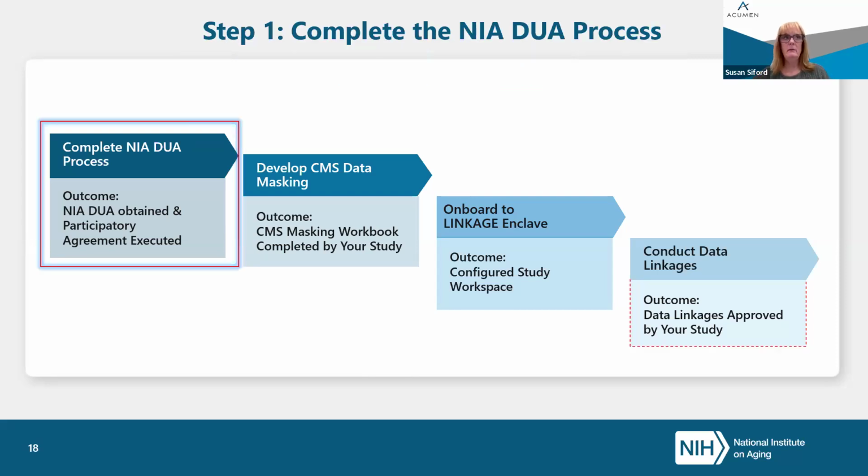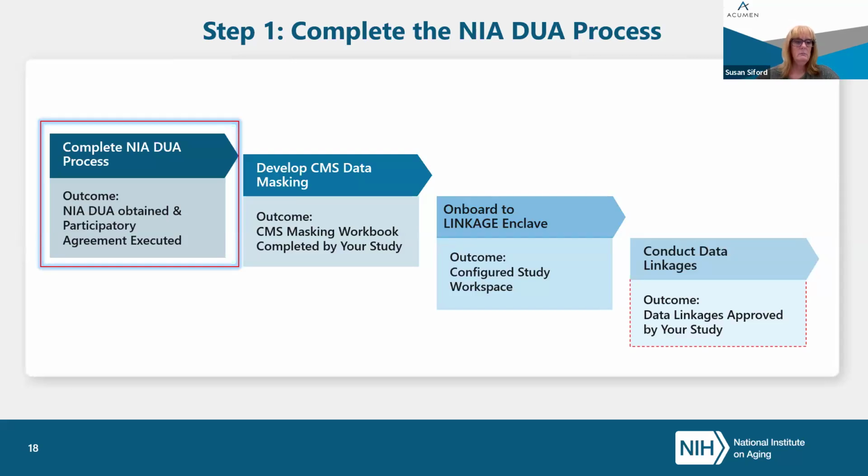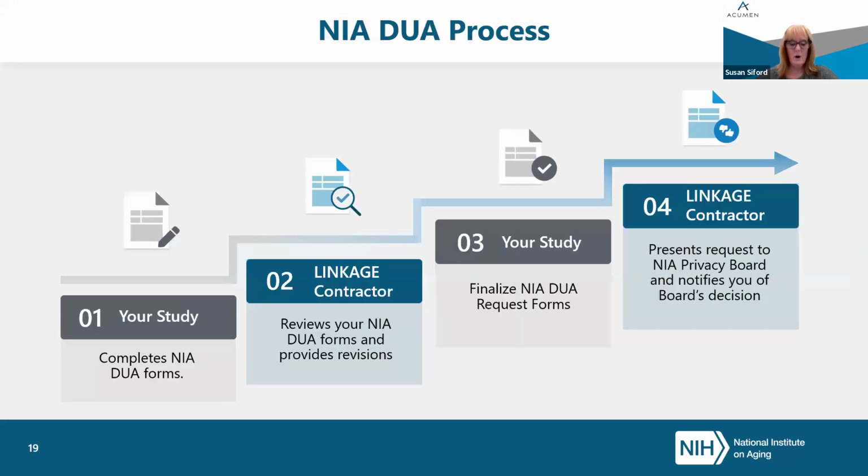The first step is preparing and submitting the NIA DUA. To do so, your team will be asked to complete an application process, which includes the completion of several forms. The first is the project information form, which is a description of your intended research that includes your research goals. The second form is the data request form, which includes the selection of available CMS data that will be used for your intended research. This form will require justification for the use of each data type and the years of data requested.